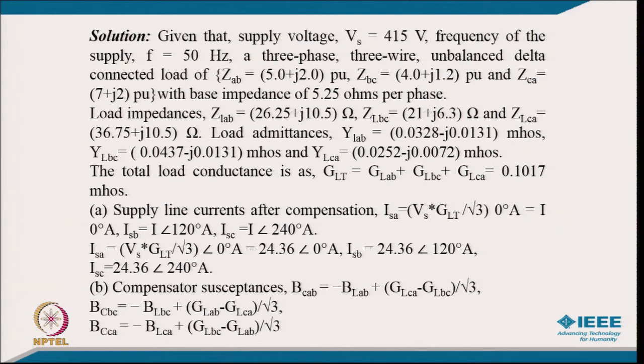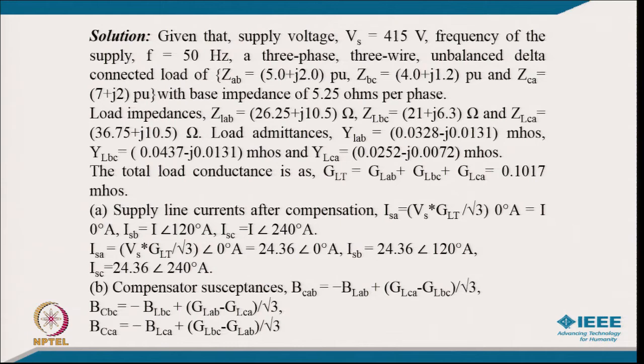from the relation comes ISA equal to Vs into GLT by root 3 at an angle of 0, and similarly the B phase will be 120 degrees apart and ISC will be 240 degrees apart. The magnitude of the current we can calculate: ISA equal to Vs into GLT by root 3 at the angle of 0, it comes 24.36 ampere at the angle 0, and ISB 24.36 ampere at the angle of 120 degrees, ISC 24.36 ampere, which is equal, all three balanced currents, at the phase angle of 240 degrees.